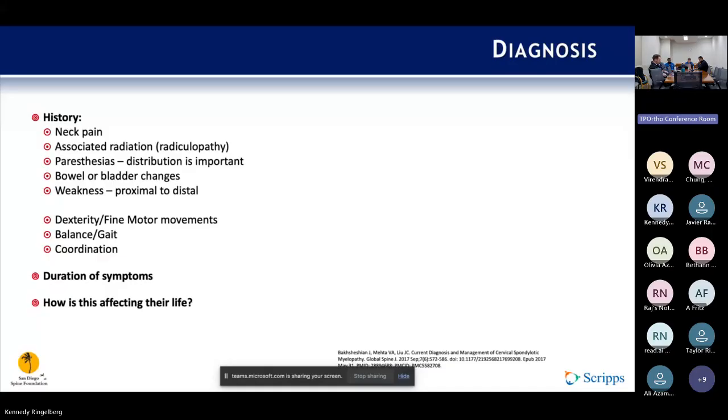And patients may also have difficulty with balance and gait as well as coordination. Like I mentioned, you want to make note of how long these symptoms have been present, and then figure out how it's affecting their life and what limitations they have, because again, this will ultimately determine how aggressive you want to be in treating them.